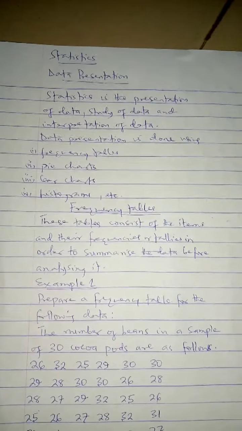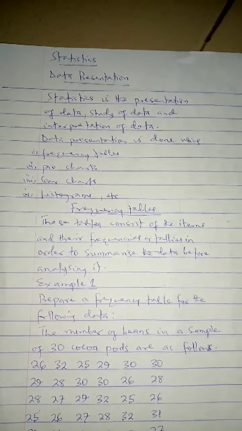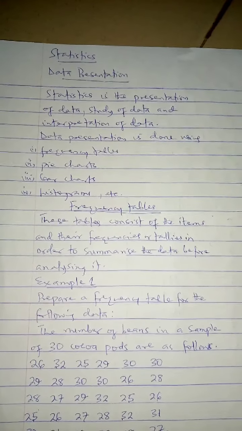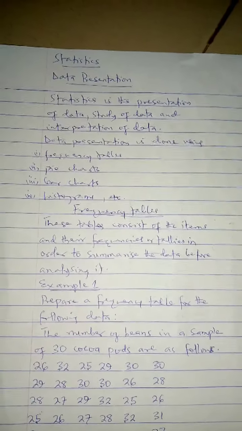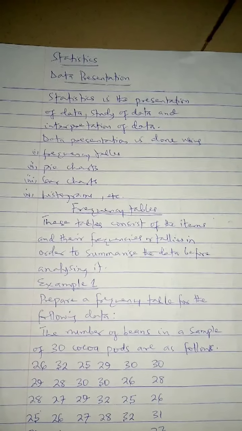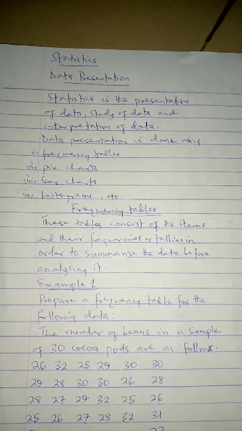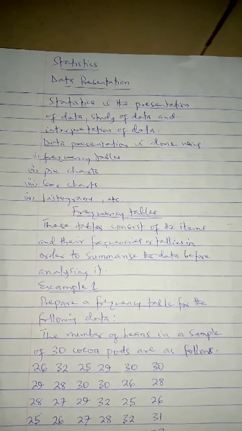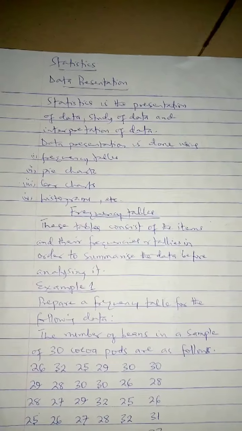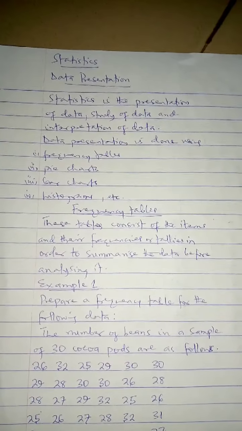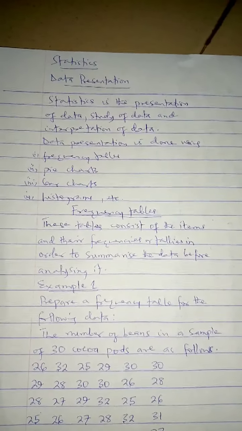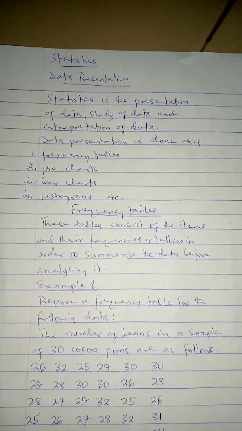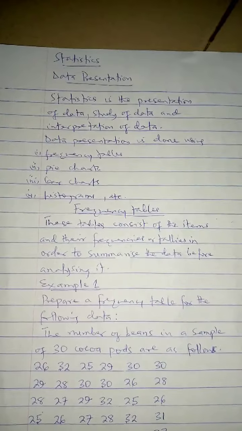The aspect of statistics we are going to be dealing with is the presentation aspect of data. When you are talking of data presentation, you can do this using your frequency tables, pie charts, bar charts, histograms, pictograms, cumulative frequency curve, frequency polygons, frequency curves. We'll be considering a few out of them.